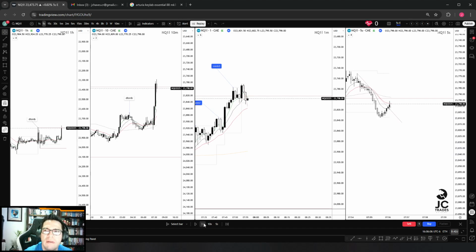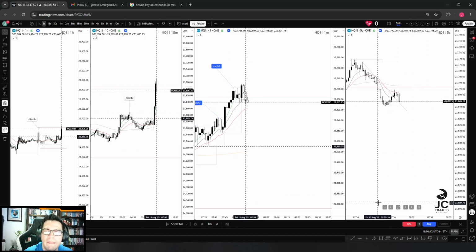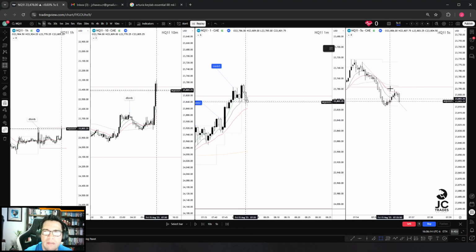Let's see if there would be some sort of MMB buildup. So this one here is a double MB out of this and out of this.